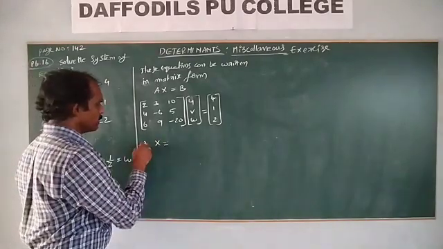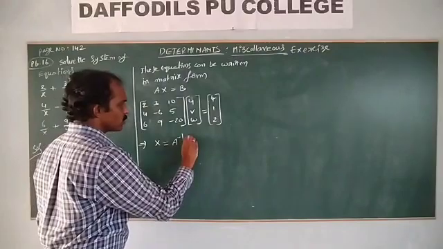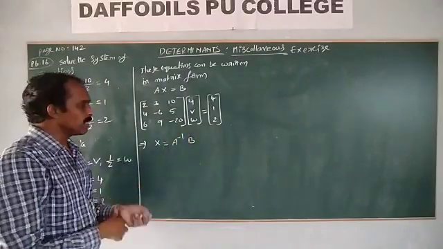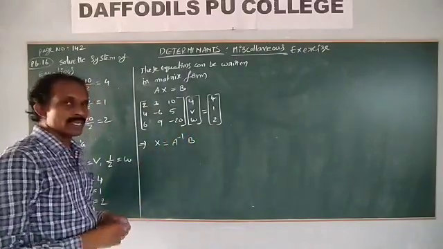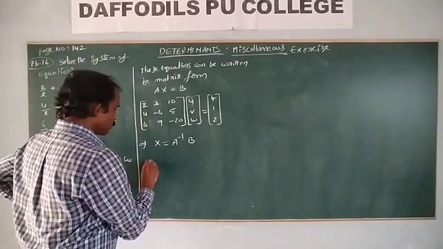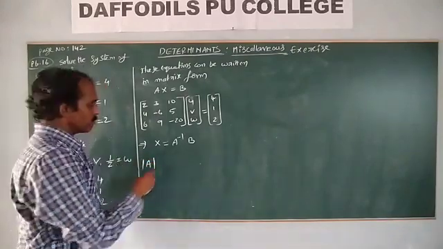Now we'll find the X matrix. X is equal to A inverse into B. A inverse means 1 by det A times the adjoint of A. That implies we need to find the determinant of A.